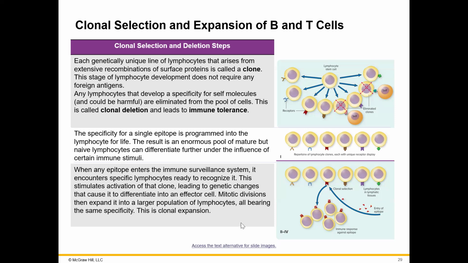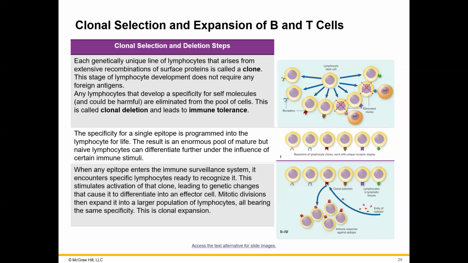Here you see an image of this. Each genetically unique line of lymphocytes arising from an extensive recombination of surface proteins is called a clone. So at this stage, you don't need any foreign antigens. Any lymphocytes that develop a specificity for self molecules would be harmful, and they end up being eliminated from this pool of cells. That is what is called clonal deletion.